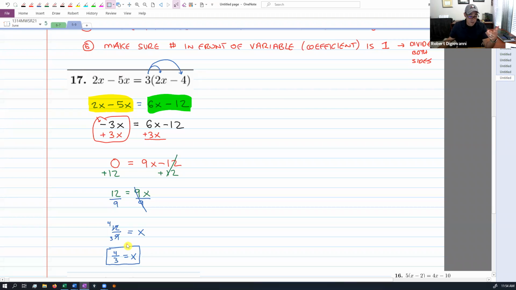And that means if you go back up to the original equation and you replace every x with 4/3, it should be a true statement.